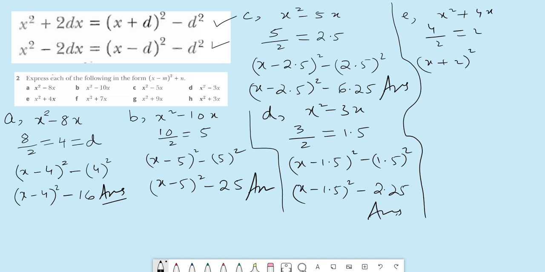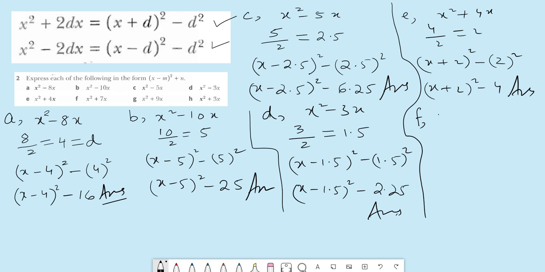This time we are using result number 1 because the sign is plus. x plus 2 whole square minus 2 square. x plus 2 square minus 2 square is 4. This is our final answer. Come to part F.